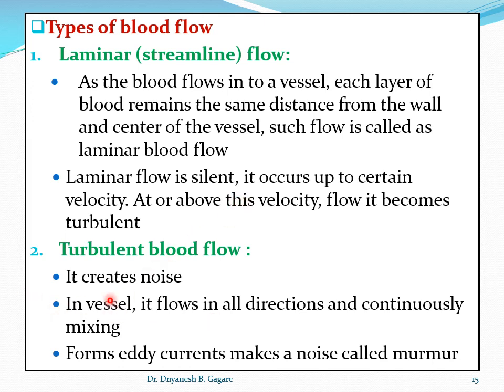So what is turbulent blood flow? Turbulent means when the velocity of the blood flow increases, the flow becomes turbulent and creates noise, and that is called turbulent blood flow. In the vessel, it flows in all directions and there is continuous mixing of the blood. That mixing of the blood creates eddy currents, and that makes the noise, and that noise is called a murmur.